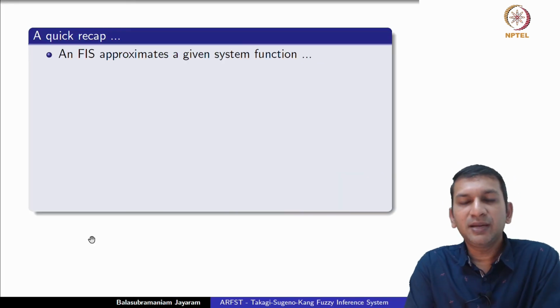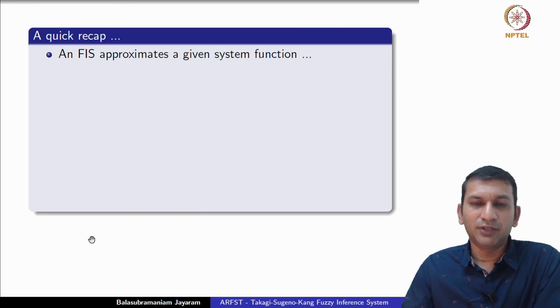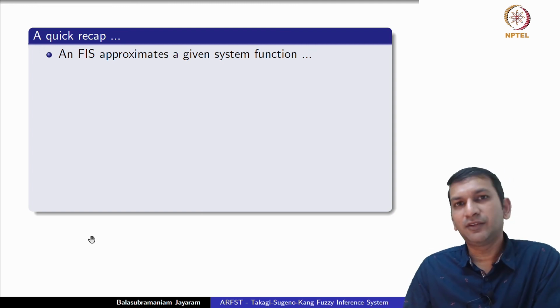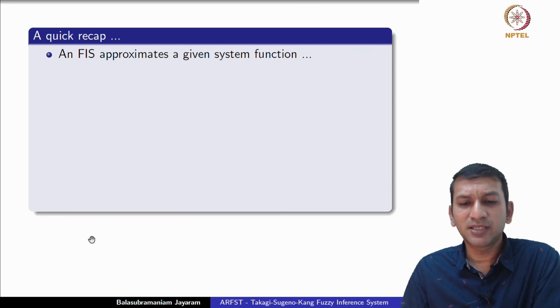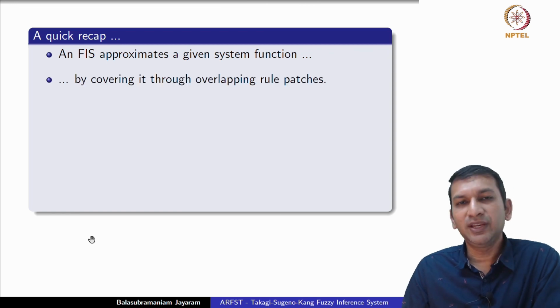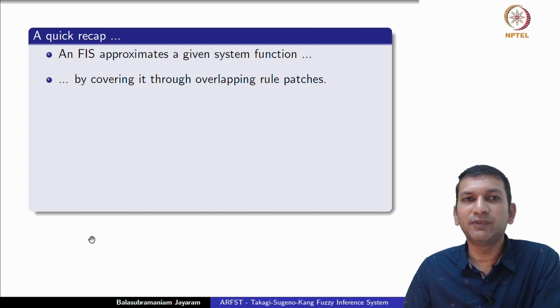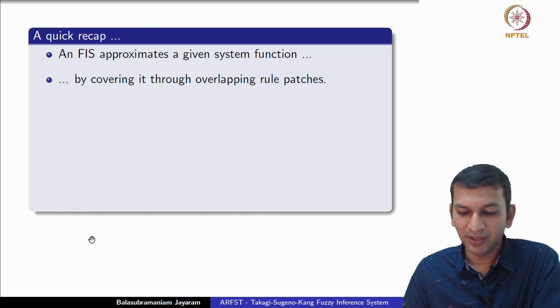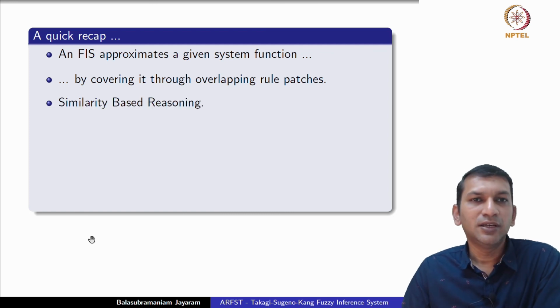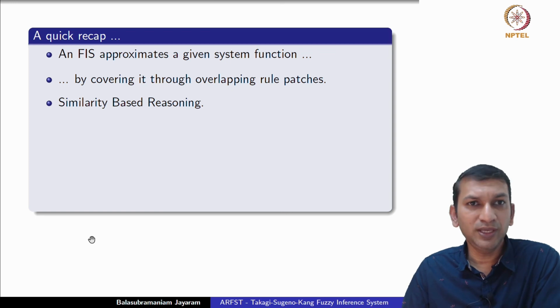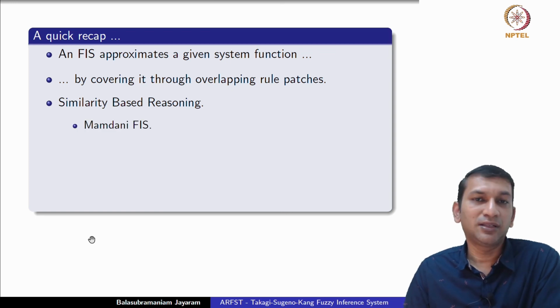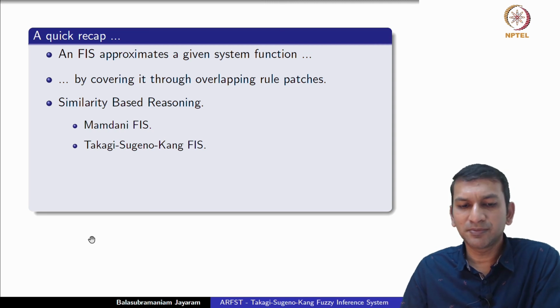Well, a quick recap of the lectures that we have seen throughout this week. We are now very aware that a fuzzy inference system approximates a given system function by covering it through overlapping rule patches. This is the concept that we have put to good use when we try to build fuzzy inference systems. We have specifically discussed similarity-based reasoning schemes in this week. Two of the major types are that of Mamdani and Takagi-Sugeno-Kang fuzzy inference systems.